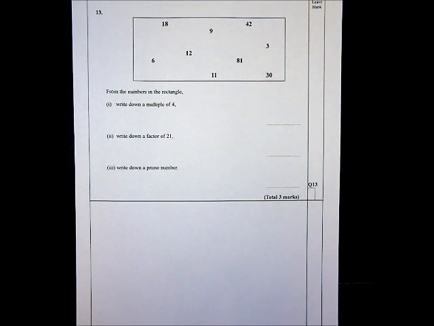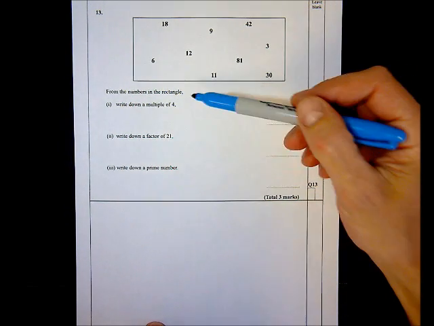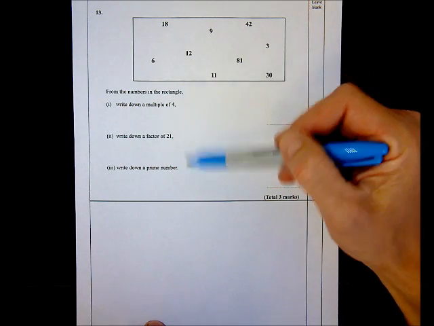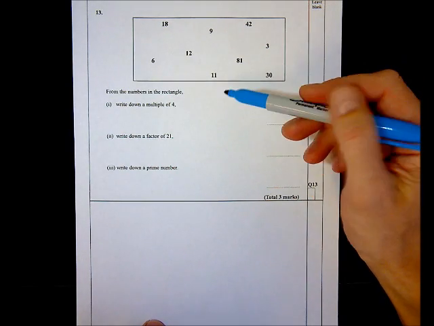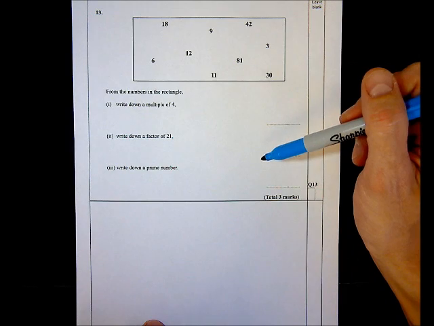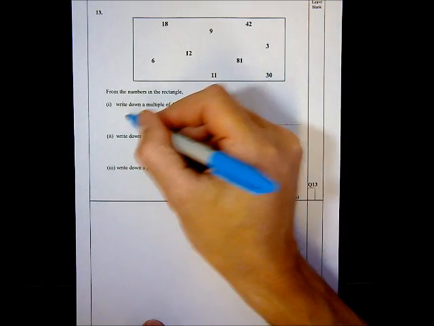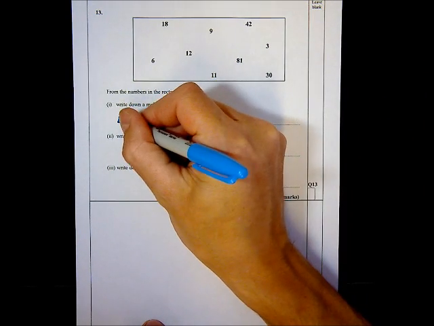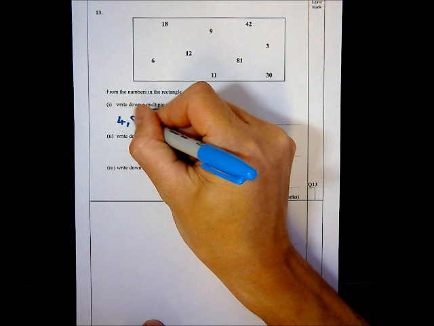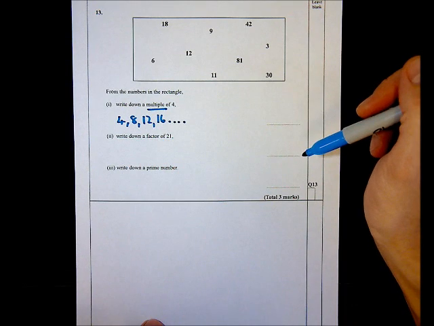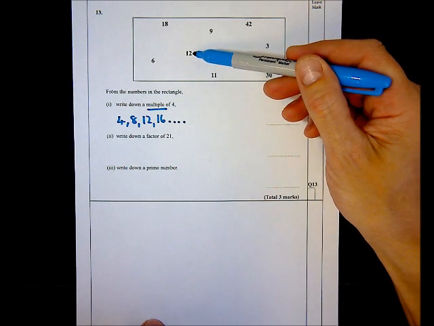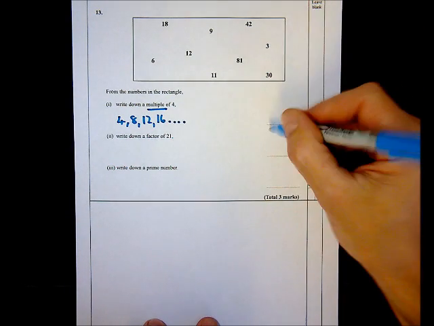On question 13, I'm asked to write down a multiple of 4 from the numbers in the rectangle, and it's important that I do use the numbers in the rectangle. So a multiple of 4, well, a multiple is just the times table, so 4, 8, 12, 16, and so on. So I just need to find which one of these numbers is in my 4 times table, and I can see that the number 12 is already there, so I can write down 12.